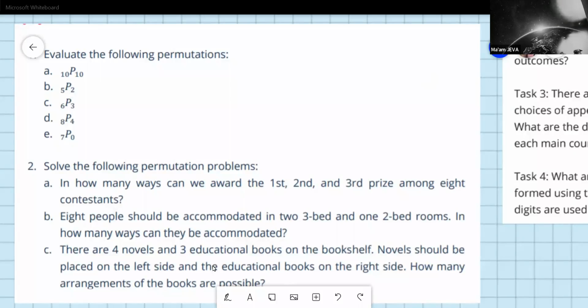Okay, I'll give you time to review. If you have calculators with you there, you can use the calculator. Or else, magmano-mano mo.